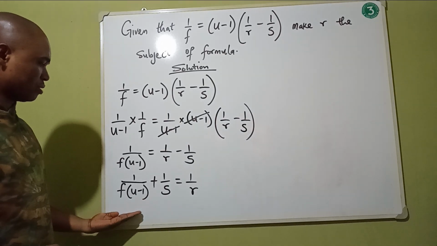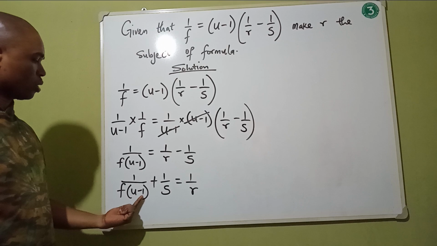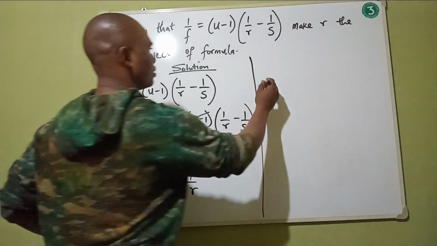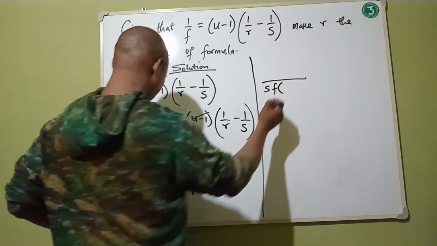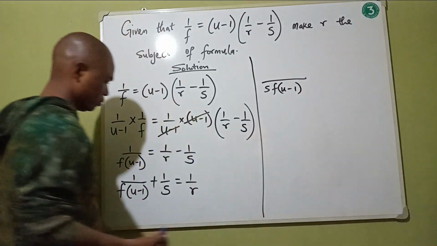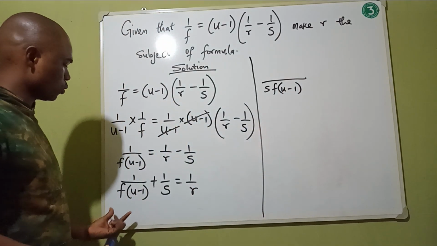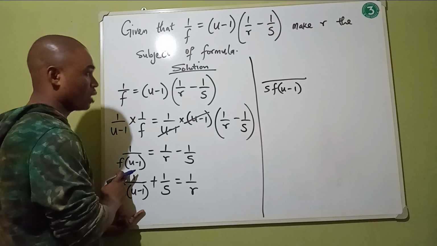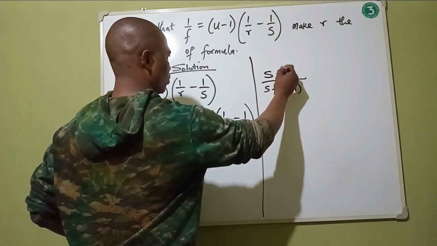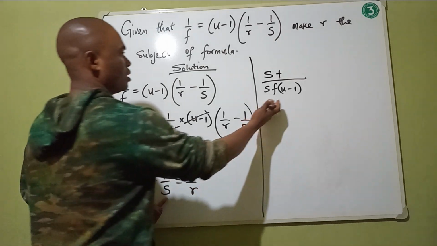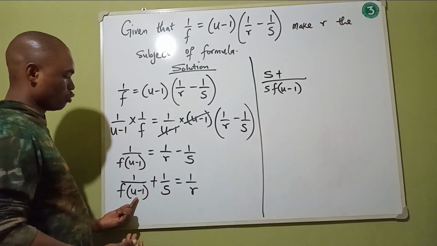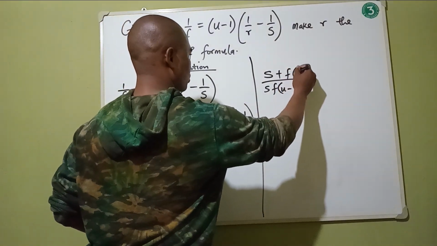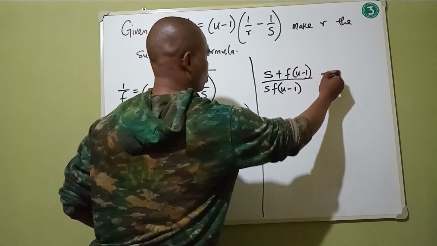I can find the LCM of this, f times (u minus 1), and s. I can find the LCM. So the LCM of this will give me s times f times (u minus 1). That is what I'm going to have there. That is, I'm going to multiply them together. So how many f times (u minus 1) am I going to see here? I'm going to see s. So s times 1 will give me s, then plus. How many s am I going to see here? I'm going to see f times (u minus 1), that is, multiplied by 1. I'm going to have this, f times (u minus 1). Then equals 1 over what?